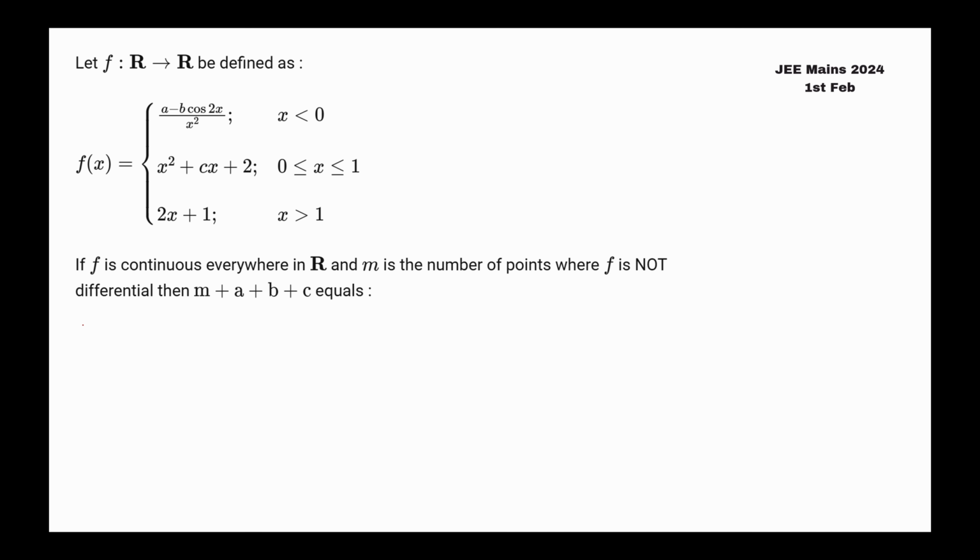So first let us check for 1. What are we getting the value of f of 1 to be? f of 1 would be simply c plus 2. f of 1 plus, what would this value become? This would become 3. And f of 1 minus would also be c plus 2. Since this is a continuous function, c plus 2 would be equal to 3.